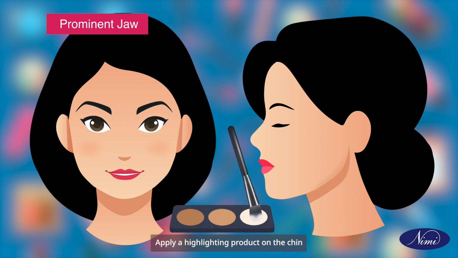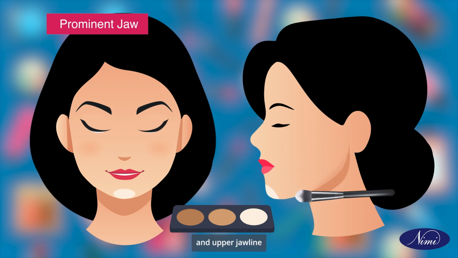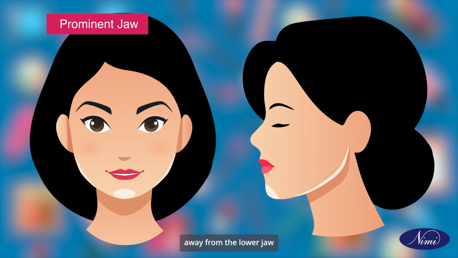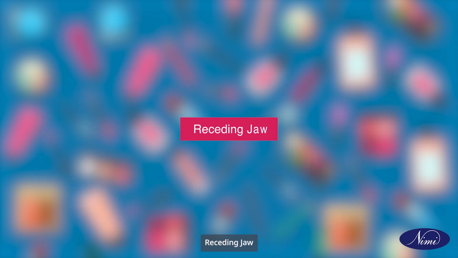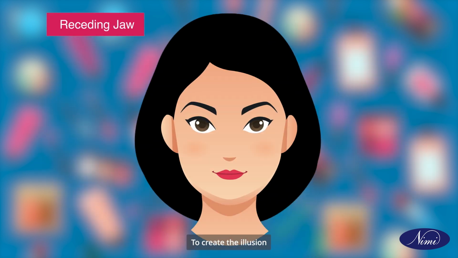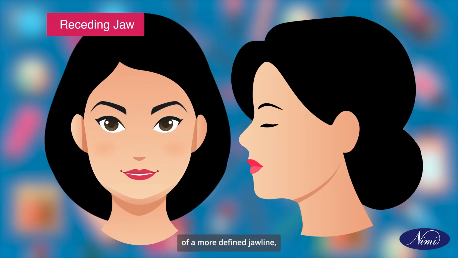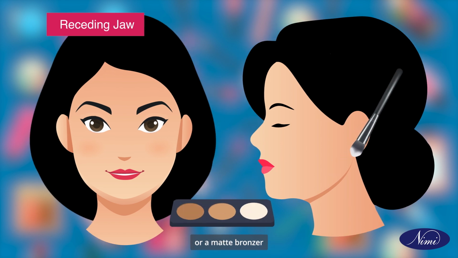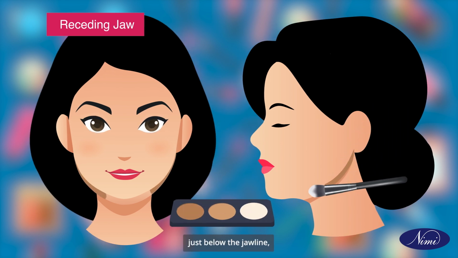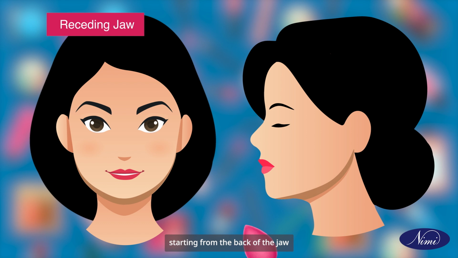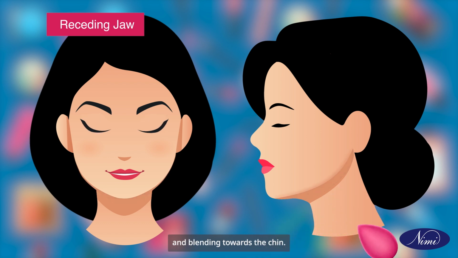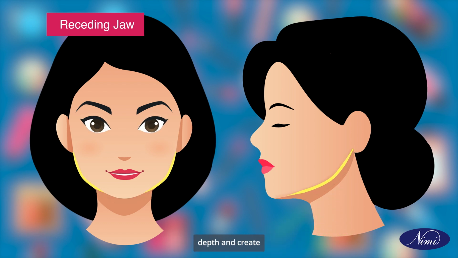Apply a highlighting product on the chin and upper jawline to draw attention away from the lower jaw and add dimension to the face. Receding jaw. To create the illusion of a more defined jawline, use a contouring product or a matte bronzer to shade the area just below the jawline, starting from the back of the jaw and blending towards the chin. This helps add depth and create a more angular appearance.